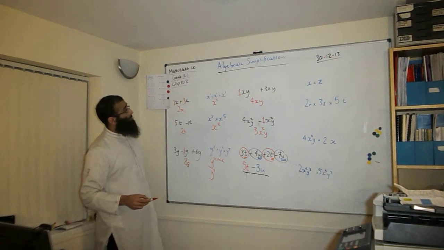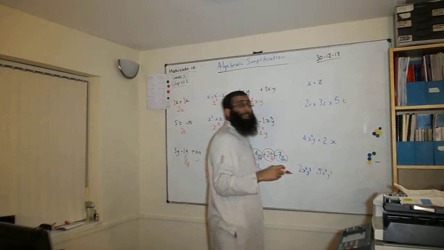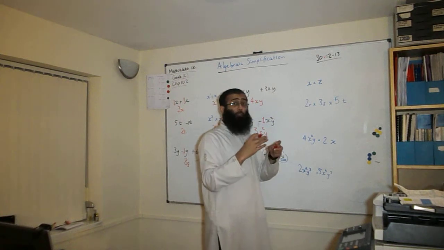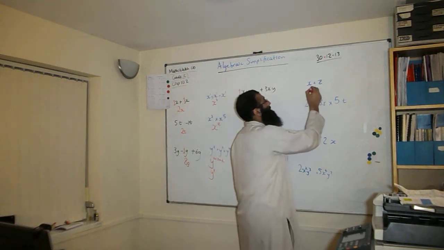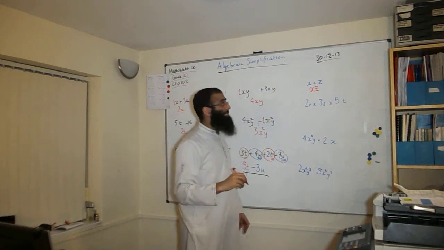Okay. Right, let's move on to this side now, folks. We have x times by z, any letter times by another letter. When you simplify it, you take the times out, and it becomes simply xz.